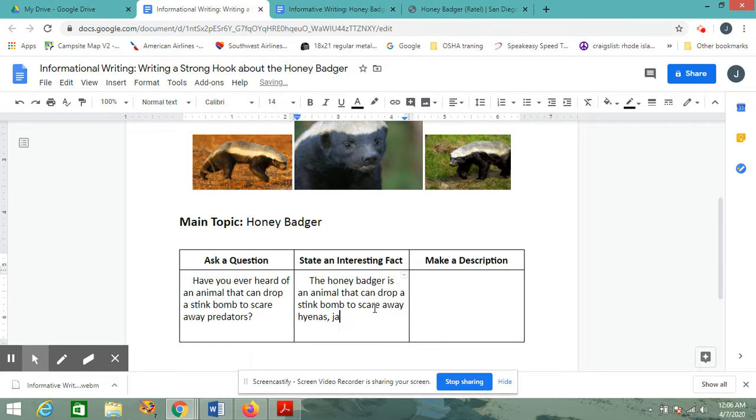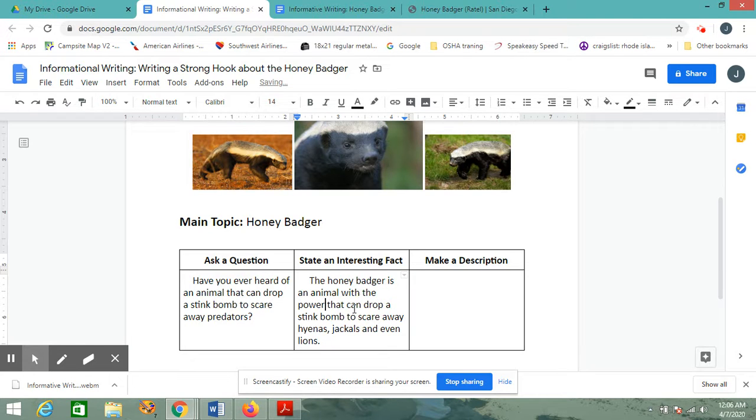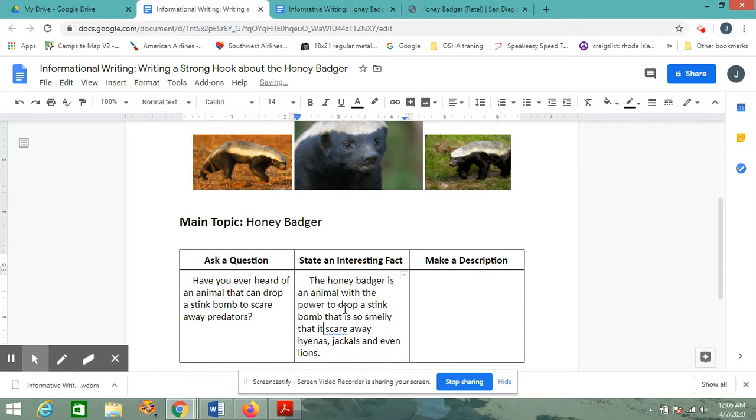hyenas, jackals, and even lions. I'm going to go even further. The honey badger is an animal with the power to drop a stink bomb. Honey badger is an animal with the power to drop a stink bomb that is so smelly that it scares away hyenas, jackals, and even lions.